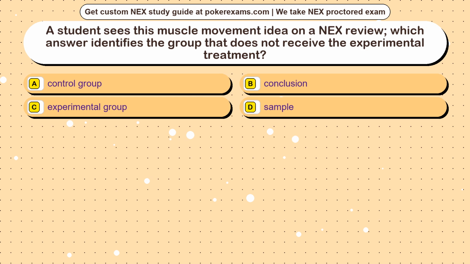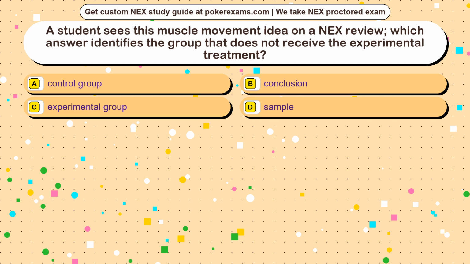Question 10. A student sees this muscle movement idea on a NEX review. Which answer identifies the group that does not receive the experimental treatment? Option A. A control group. Option B. Conclusion. Option C. Experimental group. Option D. A sample.